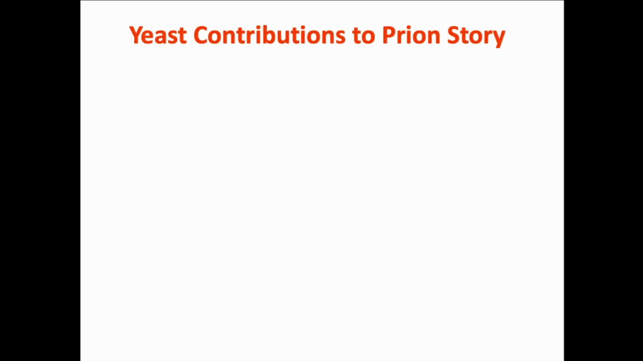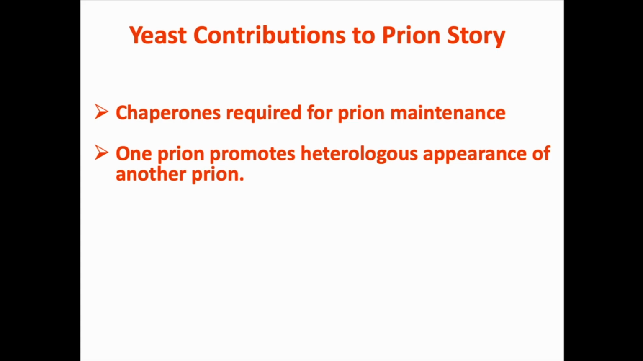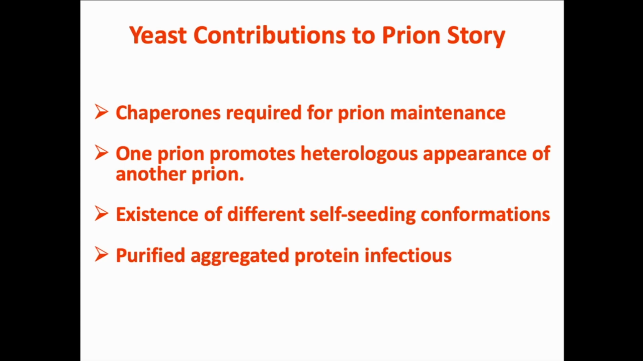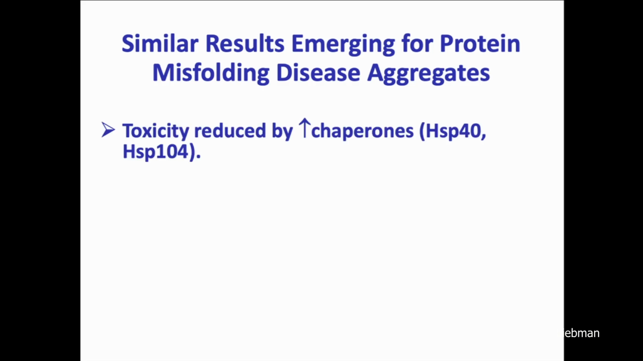So what I've told you today about the yeast contributions to the prion story is that chaperones are required for prion maintenance, that one prion promotes the heterologous appearance of another prion, that there are different self-seeding conformations, and that purified aggregated protein is infectious. And similar results are now emerging for protein misfolding disease aggregates. And I told you that toxicity is reduced by overexpression of chaperones, for example, the HSP40 and HSP104 chaperone.